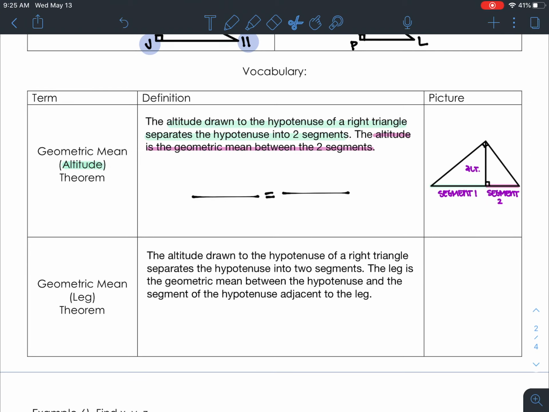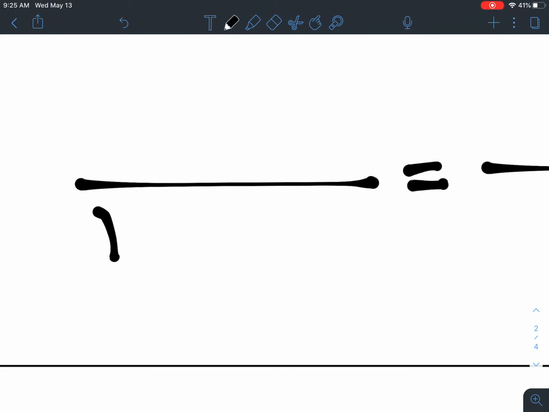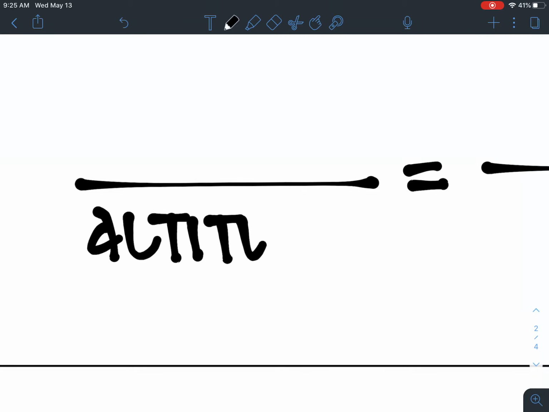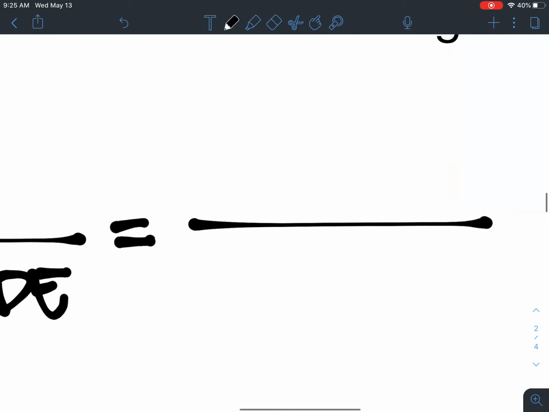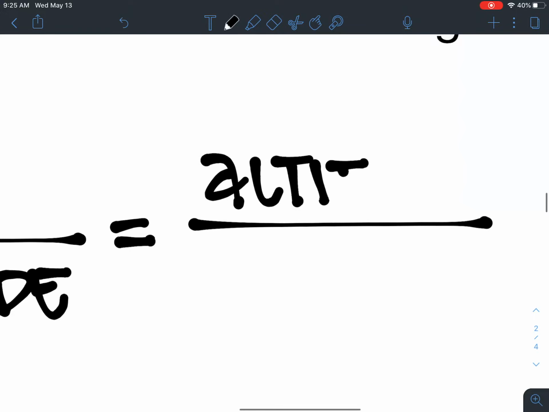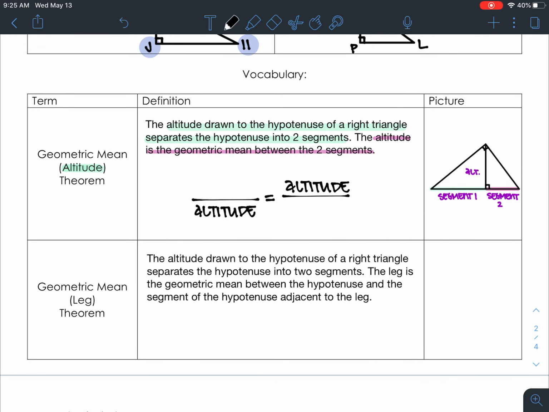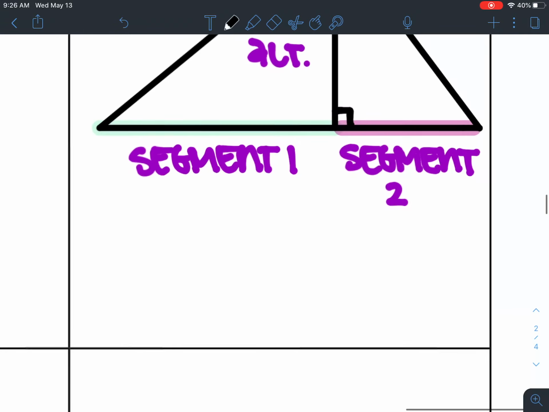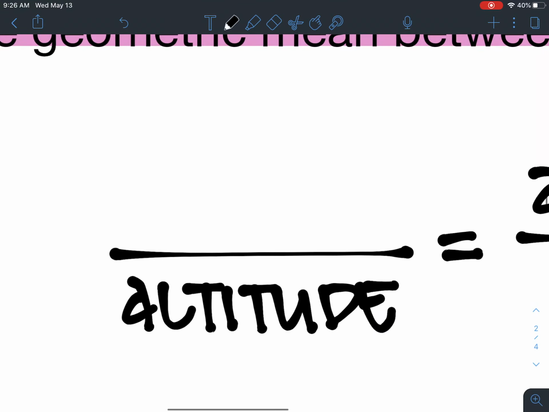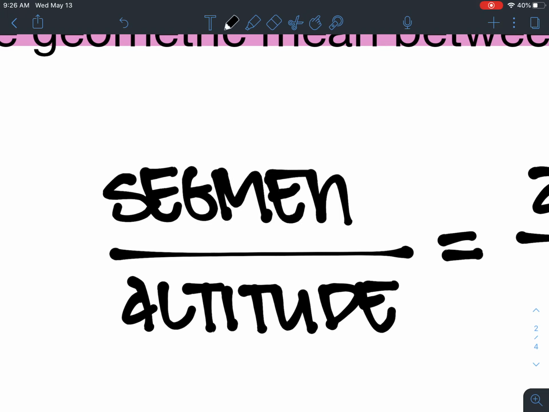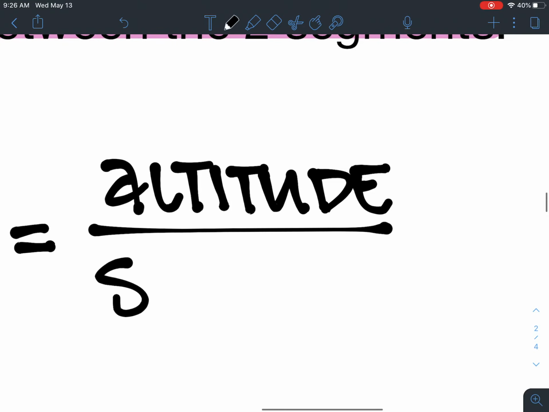Okay, so what it's saying is that the altitude is the geometric mean between the two segments. So I'm going to have the altitude on the bottom of the first fraction, and then the altitude on the top of the second fraction. Because it's the geometric mean, it has to be the bottom of one and the top of the other. But it's the geometric mean between the two segments. Remember that the hypotenuse is split into two different segments, so this top one is going to be segment 1, and it doesn't matter which one's which. And this one is segment 2.